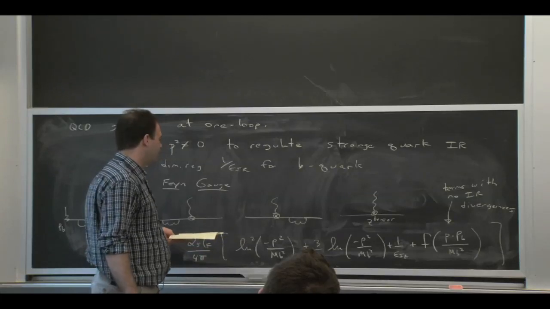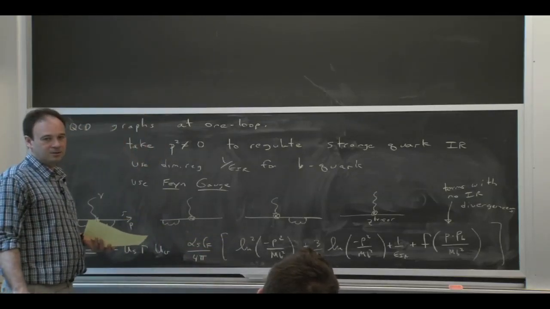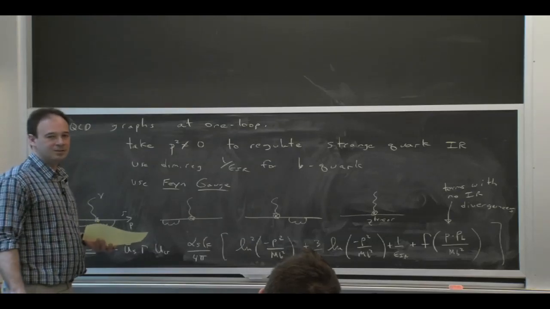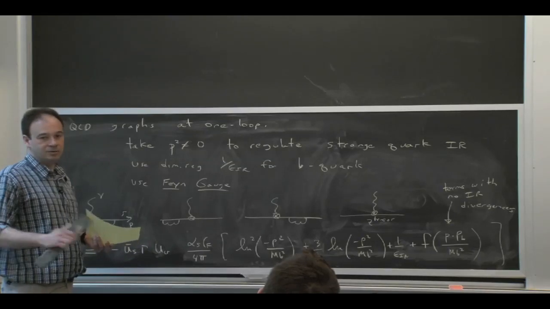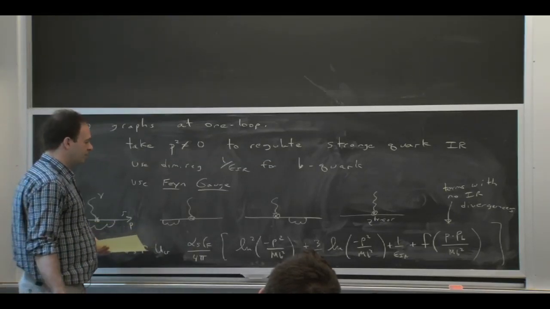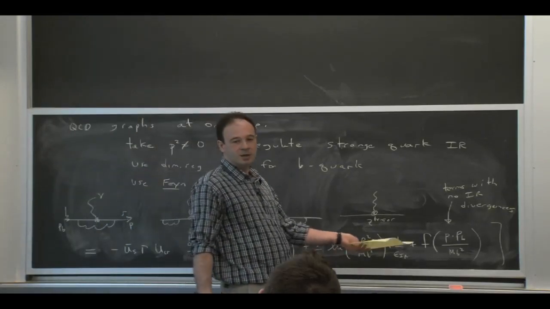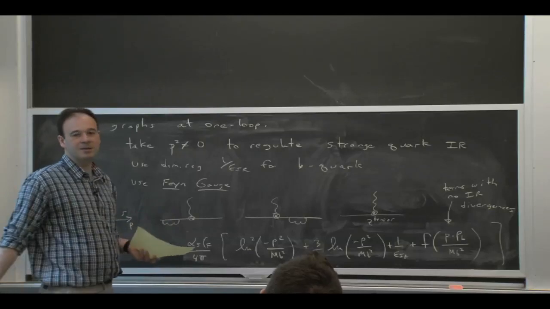But here what we're interested in doing is a matching calculation. So we fix the external states to have a particular number of partons, and we want to compare the full theory calculation with the effective theory. The effective theory should reproduce the infrared divergences. So really all we care about is not that this is infrared finite, but rather that the effective theory has the same infrared divergences.